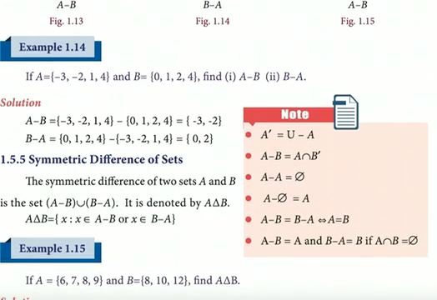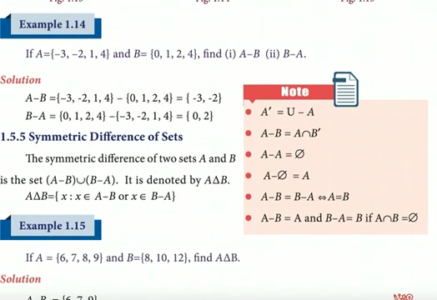Okay. Let's see an example. If A equal to {minus 3, minus 2, 1, 4}, B equal to {0, 1, 2, 4}, find A minus B and B minus A. What is A minus B? The common elements, that is A intersection B, you need to remove from A. What is A intersection B? 1 is there, 4 is there. Remove 1 and 4. Minus 3, minus 2 is A minus B. What is B minus A? 0 comma 2.